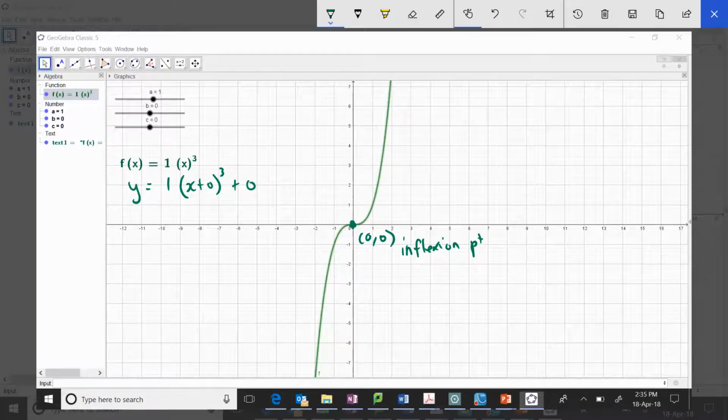Okay? Now what I'm going to show you is everything I taught you before. I said if I change the numbers in the brackets, it should move left or right. If I change numbers on the outside, it should move up or down. If I change the number of 1, it makes it thinner or wider. Make it negative, it'll go upside down. Okay? Inflection point.